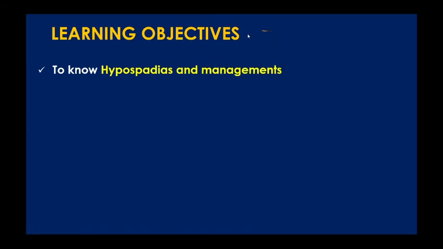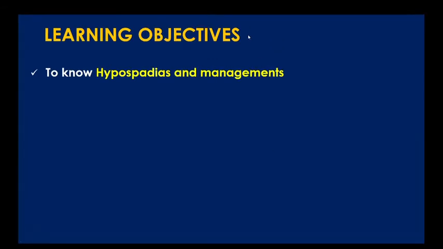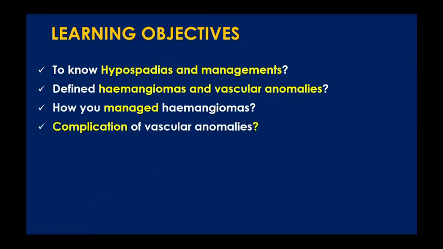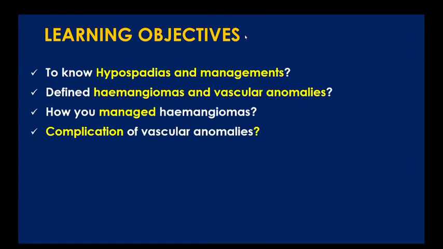What the student must know about this lecture: hypospadias and its management first, and then hemangioma and vascular anomalies, how you manage hemangioma, and what the complications of vascular anomalies are. This is important to know from this lecture. Okay.